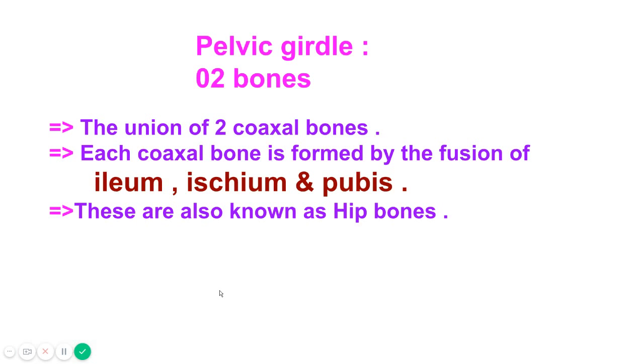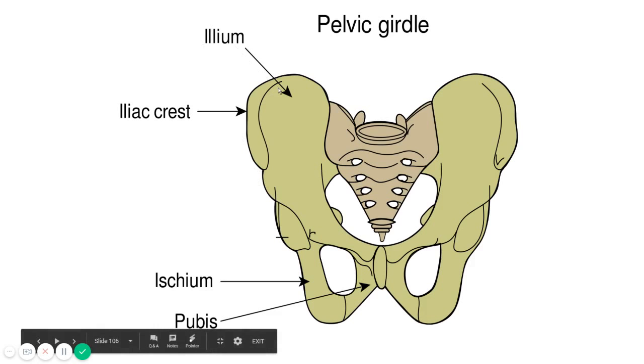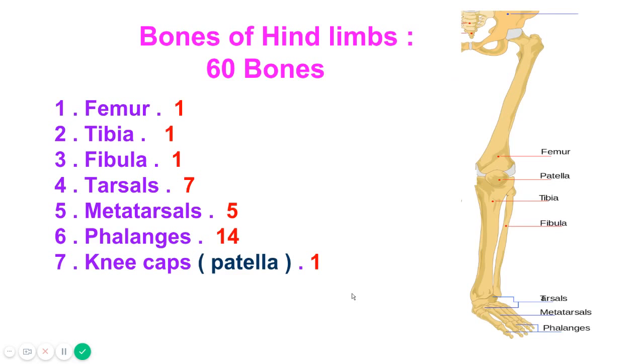Now comes the pelvic girdle. Pelvic girdle is the union of 2 coxal bones. Each coxal bone is formed by the fusion of ilium, ischium, and pubis. Repeat after me: ilium, ischium, and pubis. These are also known as hip bones. Diagrammatically, this is ilium, this is ischium, and this is pubis. So these are the hip bones.